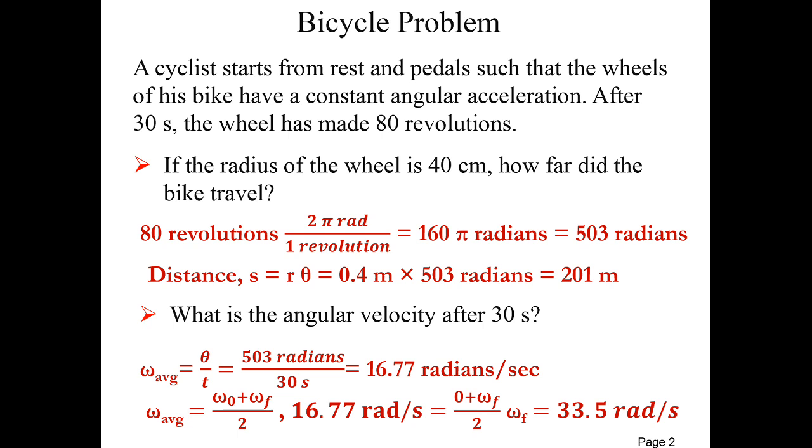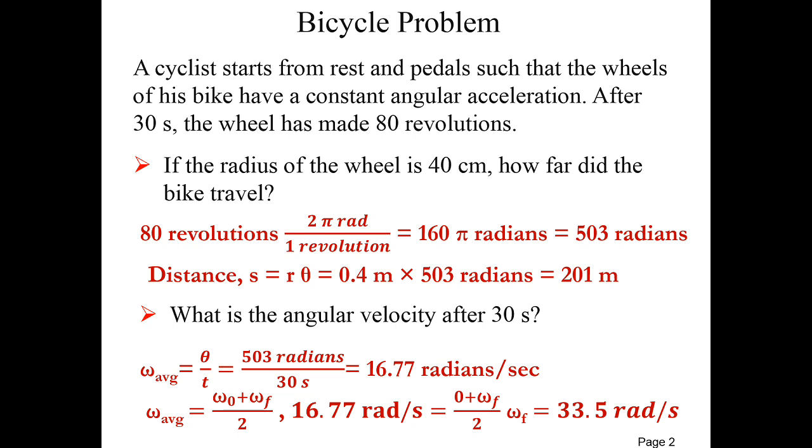So the average angular velocity is the initial angular velocity plus the final angular velocity divided by 2. So that means the initial angular velocity is 0, since the bike starts at rest. Then the final angular velocity is twice that. It's 33.5 radians per second.